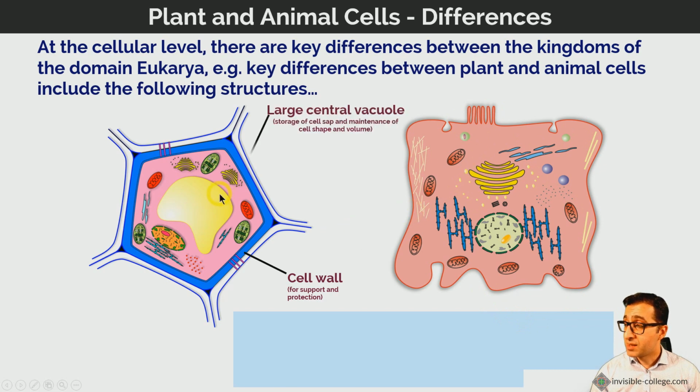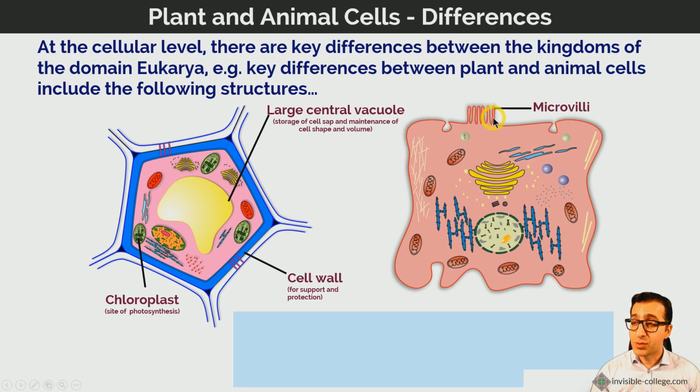We also, in plant cells, typically will have a large central membrane-bound organelle containing a watery cell sap, called the large vacuole. Animal cells do not contain a central large vacuole. Plant cells typically will contain chloroplasts, and animal cells do not have chloroplasts because they don't have a photosynthetic function. Now, animal cells will have features such as microvilli, which you don't find in plant cells, and animal cells also have centrioles.